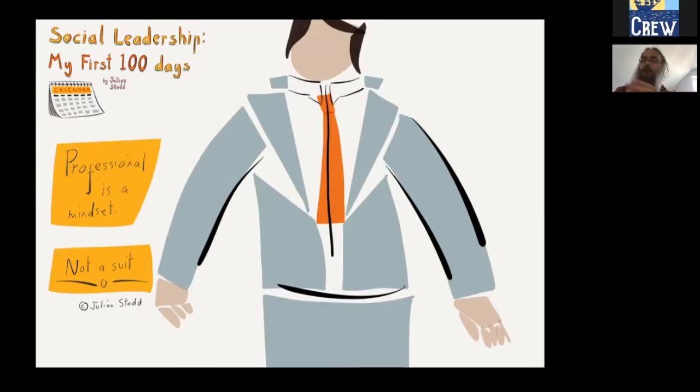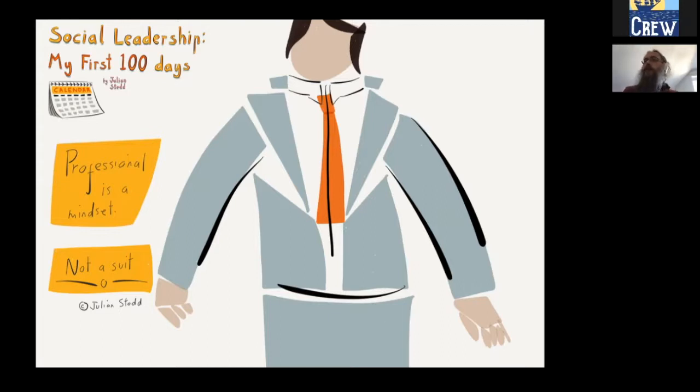And I'll just come back once more to that key difference between formal and social leadership. Formal leaders are given their authority by the organization. Social leaders earn their authority within a community. So it's still given to you by somebody else, but it's given to you by the community rather than the organization. So in that sense, professional in the social age isn't going to be something awarded to us by the organization or by a membership body. It's going to be something that's awarded to us by the community itself.